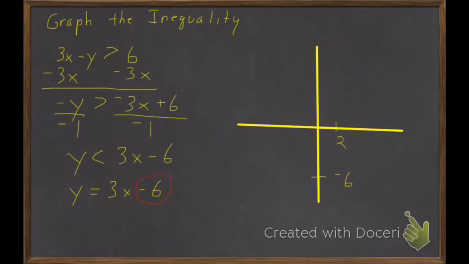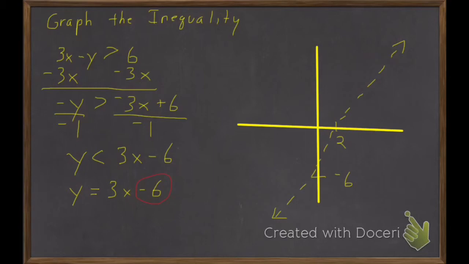Now, when graphing a line, we have to look at the inequality symbol. The symbol tells us if it should be a dotted line, which is not including the points on the line, or a solid line, which is including the points on the line. In our case, we have a less than symbol, so our line has to be dotted because we will not be including those points on our boundary line. So we draw our line, dotted, and now we have to use a checkpoint.